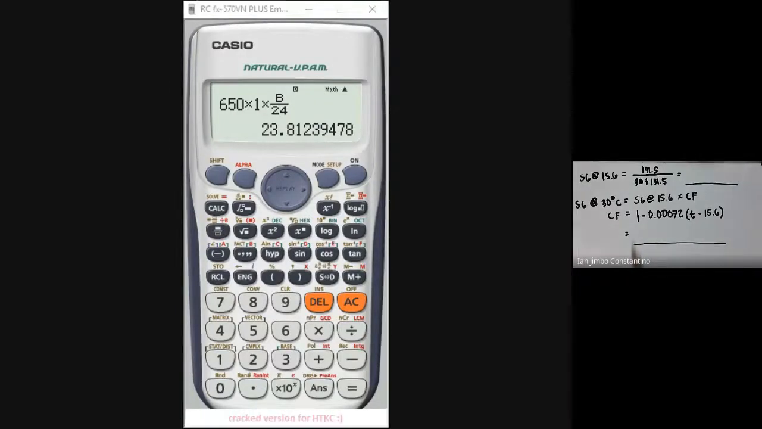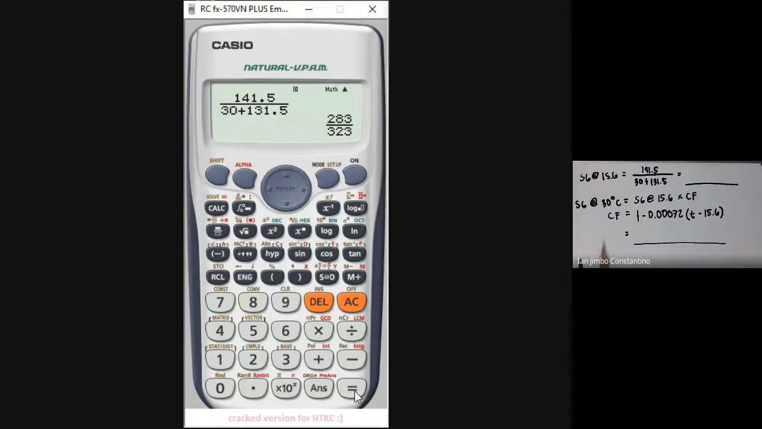Okay. So, it is pinned. Let's clear, always clear the memory of your calculator. Okay. So, first we will solve for the specific gravity at 15.6 degrees Celsius. 141.5 divided by 30 plus 131.5.